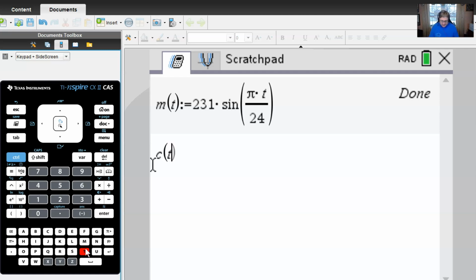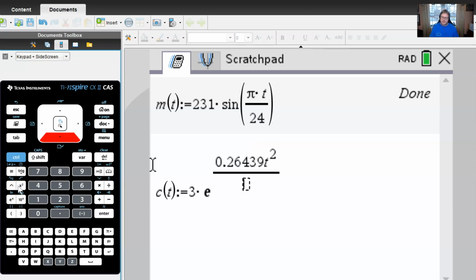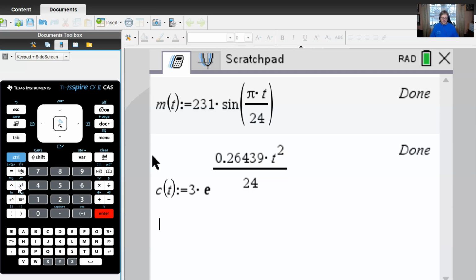Let's do the same thing for our c of t function, which is a little bit messier, a little bit more going on with that one. If you recall, we had 3 times e, and then we had this exponent that consisted of this very, very grotesque numerator, 2, 6, 4, 3, 9. I want to make sure I get it right. Times t squared, and our denominator was 24. Now, the beautiful thing about this is you will never have to type those equations in again.